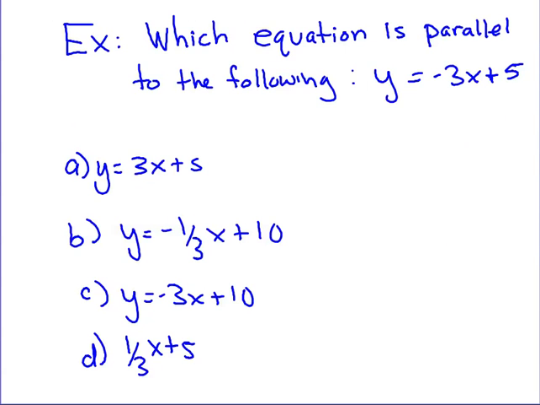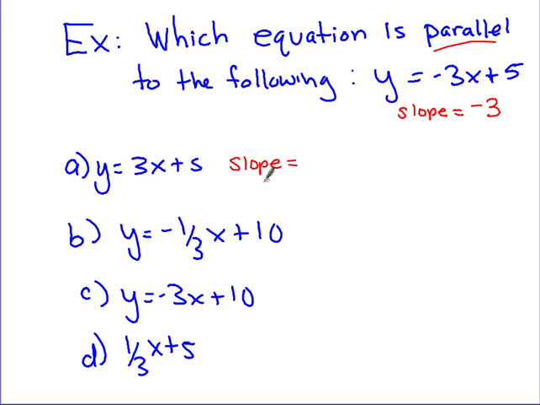Alright, so here's some practice questions. Which equation is parallel to the following? Key here is slope. It doesn't really matter what the y-intercept is unless it specifies it has to run through a certain point. So our slope in this case is -3, because it's right in front of the x. Which other equation has a slope of -3?